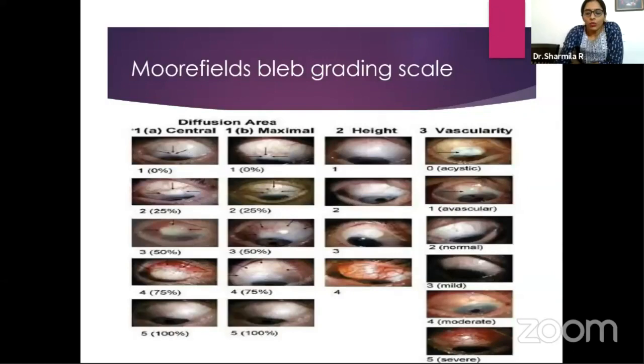And then what we use commonly is the Moorfields bleb grading scale or the Indiana bleb grading scale, which are the 2 commonly used ones in clinical practice. So how this is graded is based on the area of the bleb. That is the maximum area of filtration, both horizontally and vertically. It also takes into consideration the height of the bleb and the vascularity. So what these scales do is, you have to compare the bleb that you see on the patient with this picture, and then you will have to grade it accordingly.